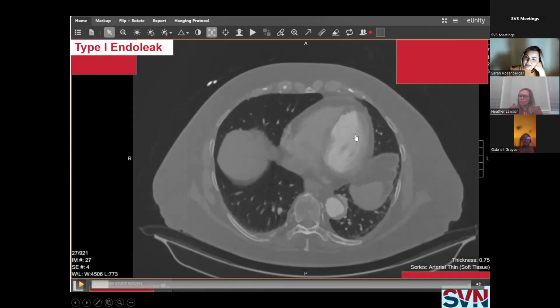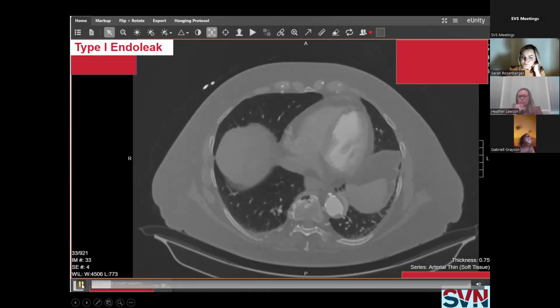So again, just to orient, here's the heart. You can see we're in the arterial phase because the left ventricle is awfully bright compared to the right side of the heart. Here is the vertebrae. We're in the lungs, so we're in the chest cavity. Obviously, the heart's there. And then here's the aorta.